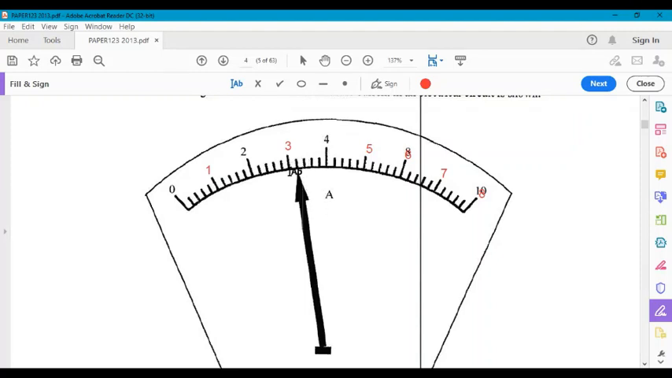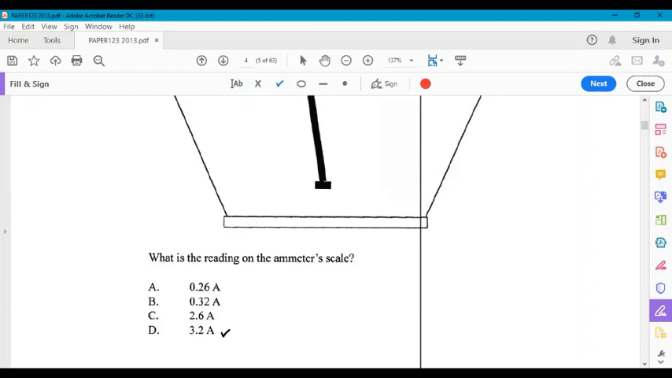So what this reading is going to be is 3.2. Okay, so 3, 3.2, 3.4, 3.6, 3.8, and then gets us to 4. So the answer is 3.2 amperes.